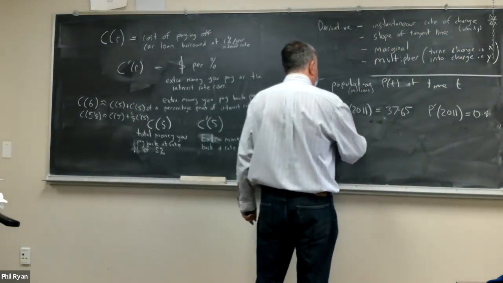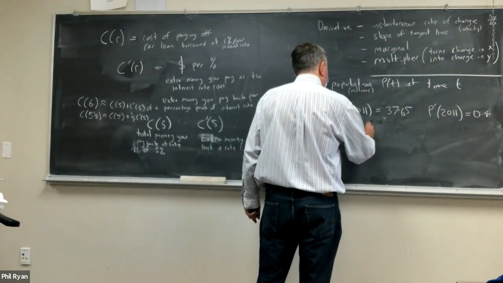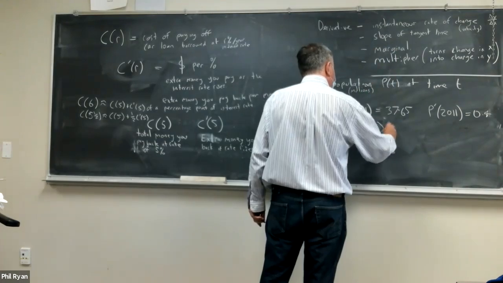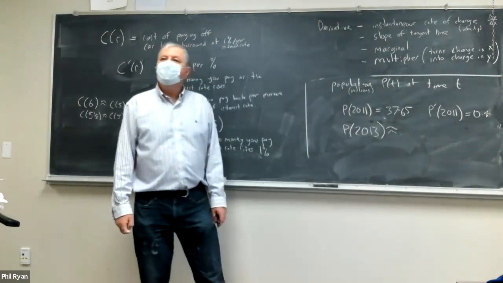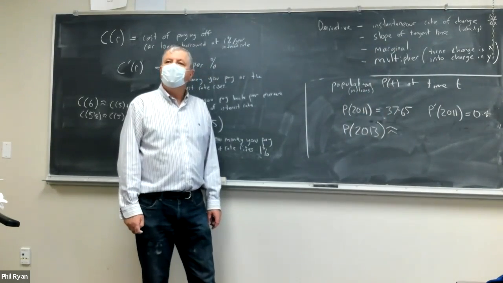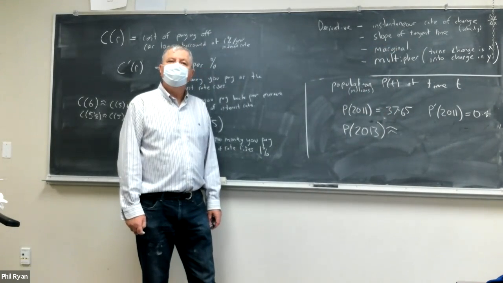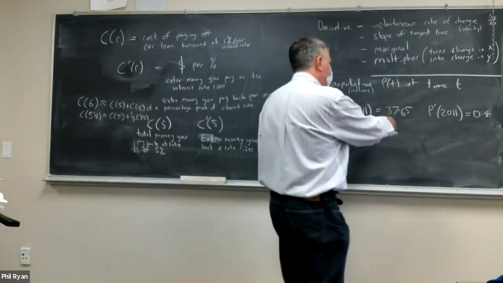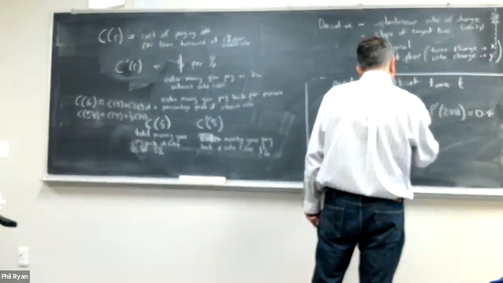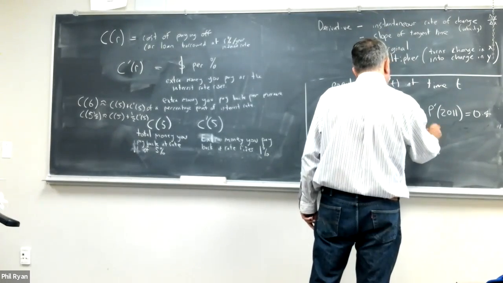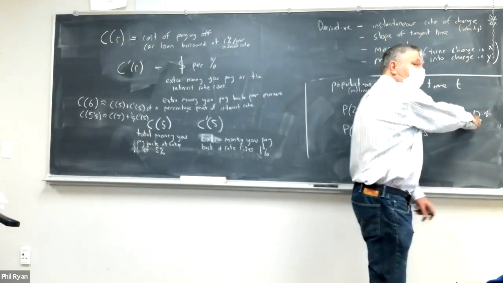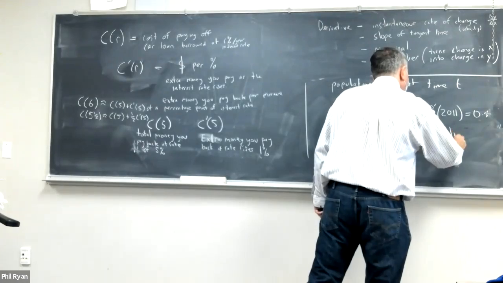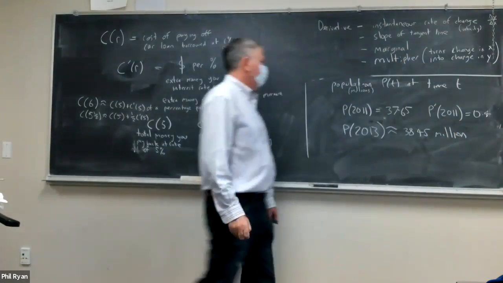Okay, so what would the population be in 2013, you think? 38.45. You just took this and added twice that, right? Yep. Yeah, so 38.45 million. I forgot the million.